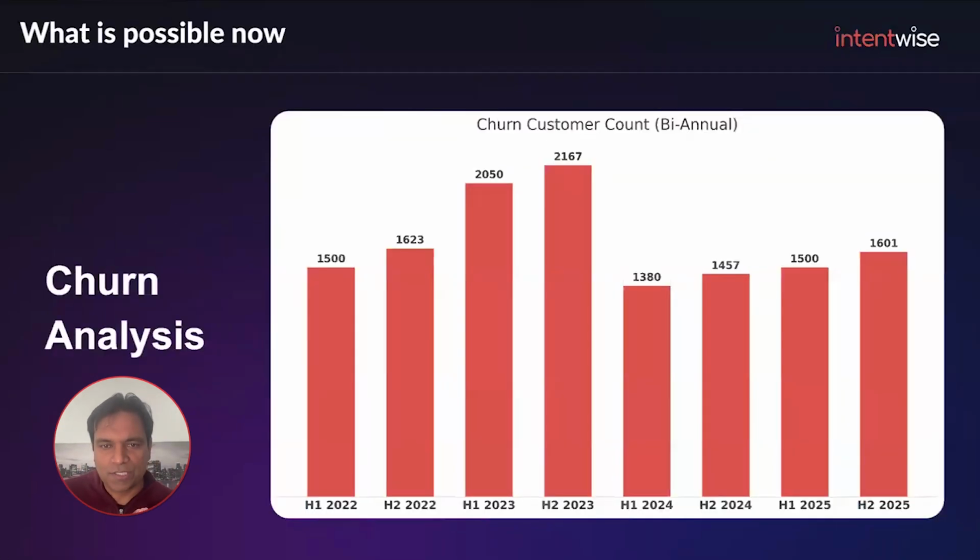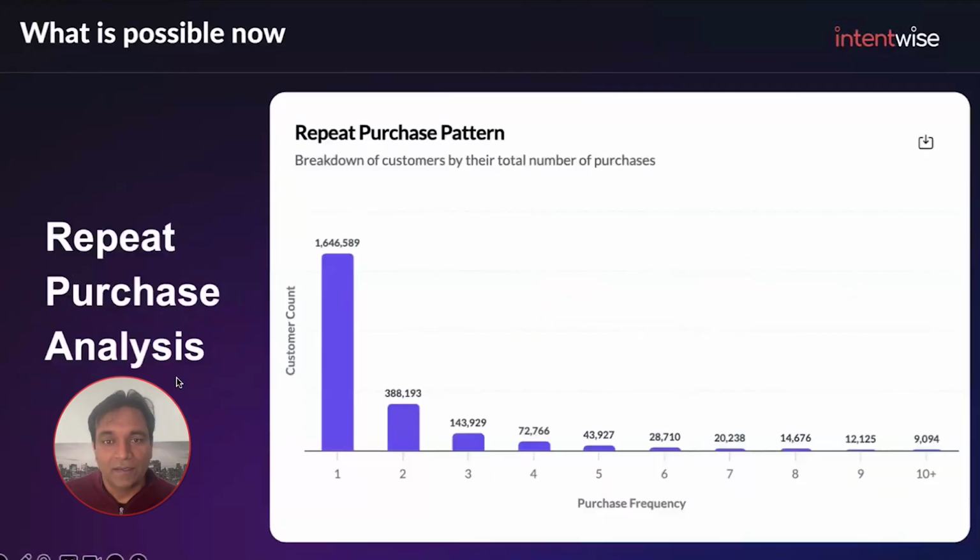Understanding churn. How many of your customers have just dropped off and when? So that you can do a number of things to go bring them back. Repeat purchase analysis. What is that cohort that is buying a lot? How do you treat them differently from others? This is possible now. Even time to purchase, you can get a lot more granular about that now.